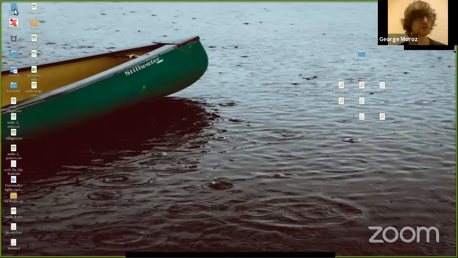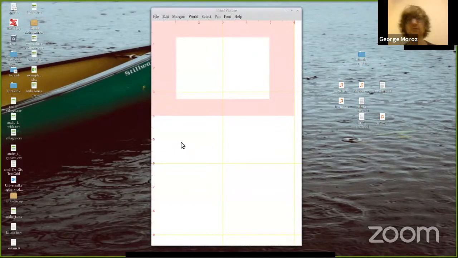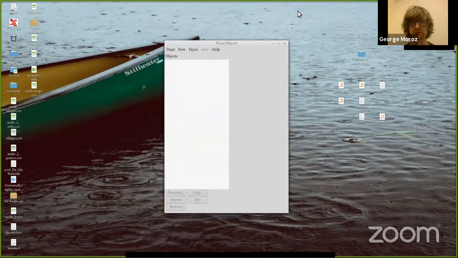Okay, then I will start sharing my screen. If you open prod the first time, you will see something like this. This is prod picture, the first window, and this could be closed. And this is prod objects, the main window that we'll work with. So please now open prod and make sure that you see this prod objects window. Maybe it will be boring for some of you, but it will be just a prod introduction.